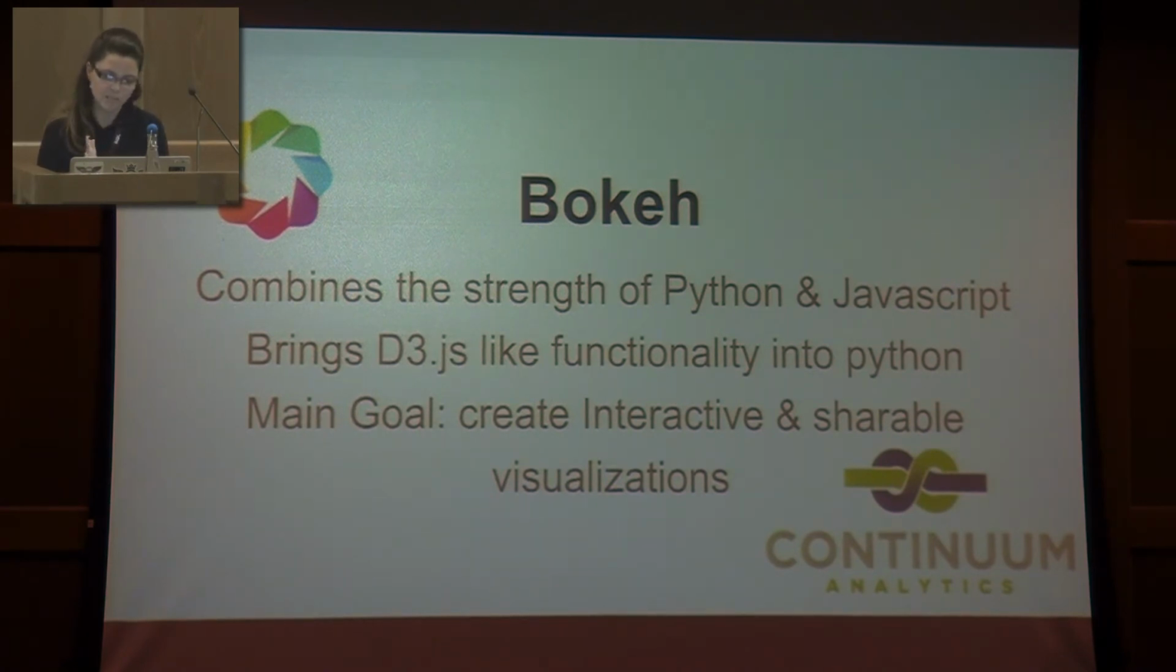The very interesting thing about Bokeh is that it combines the strengths of Python and JavaScript. It's able to make your plots interactive, since it's actually generating JavaScript code. It's very similar to D3.js. It's using a lot of the plots that are in D3.js, not as many yet, but it's really powerful. And I'm going to show you a couple of examples today.